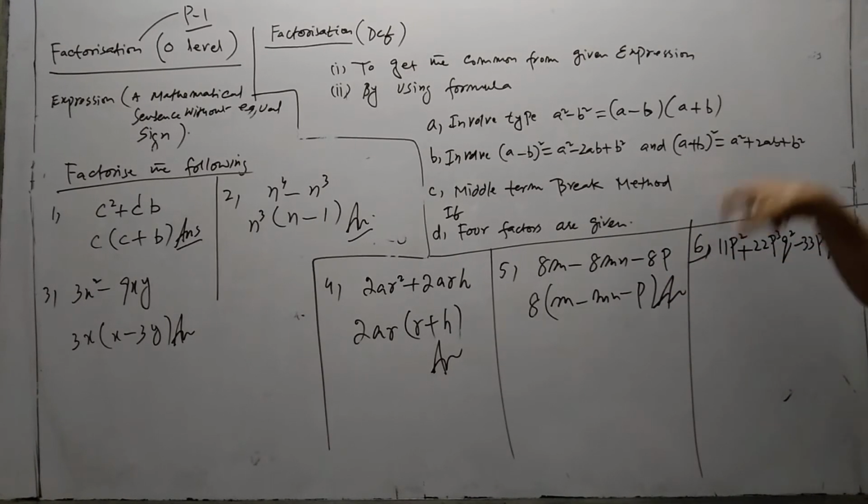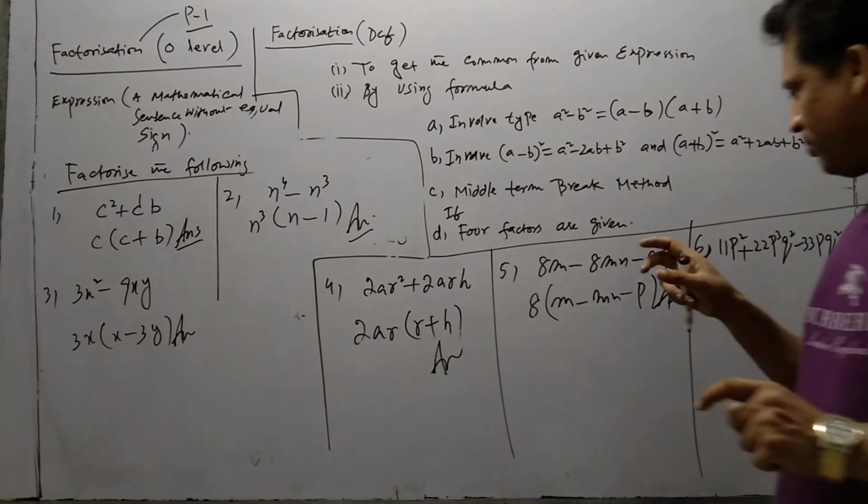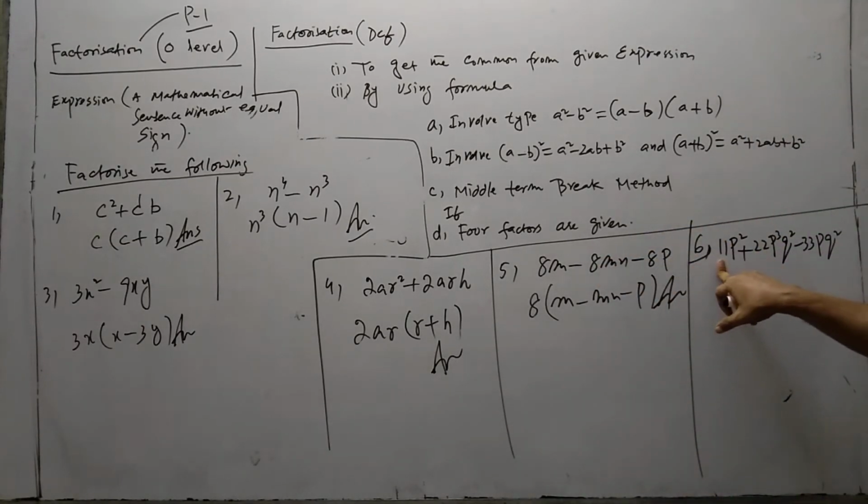11p square. First see the term 11. This is 11, this is 22, this is 33. So 11 is a factor of 22 and 33. Why? 11 2s are 22 and 11 3s are 33. So take 11 as common.